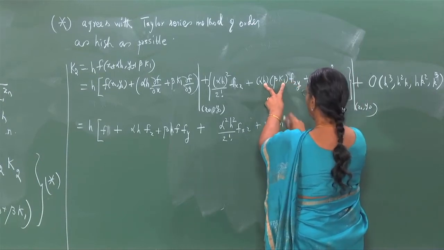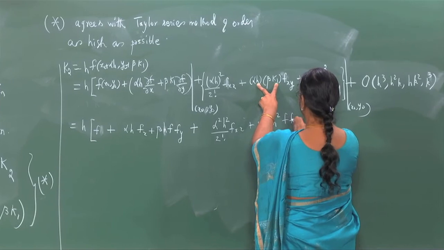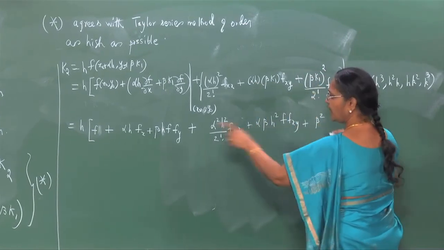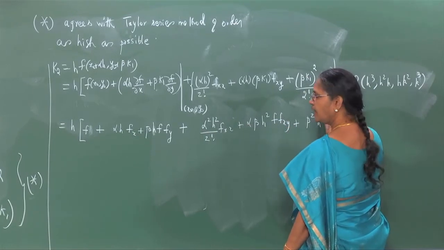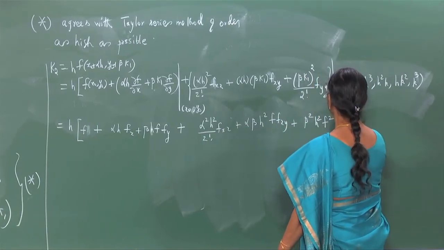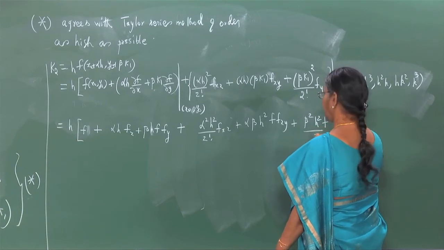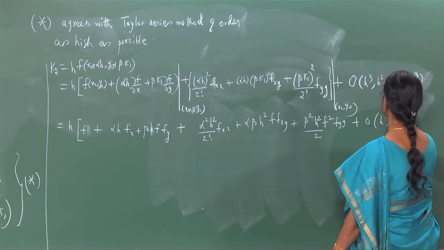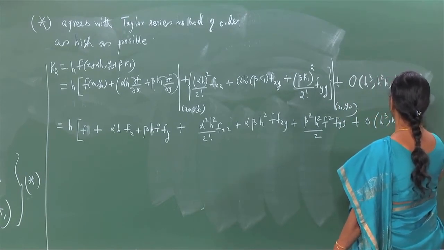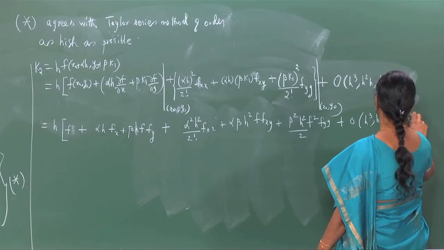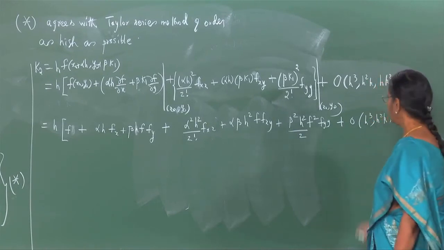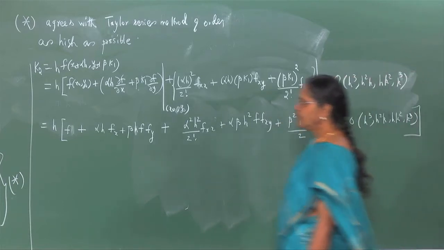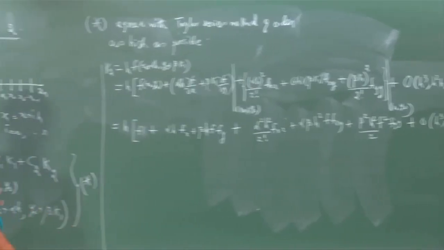So, that will give me h square f into fxy plus beta square k1 square, which is h square into f square into fyy divided by 2, plus order of terms involving h cubed, h square k, hk square, k cubed and so on. So, this is what we get for K2. So, I shall substitute in this method.